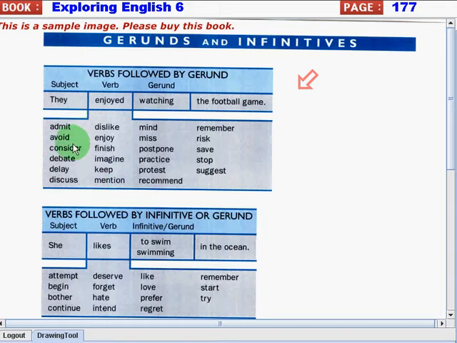Admit, avoid, consider, debate, delay, discuss, dislike, enjoy, finish, imagine, keep, mention, mind, miss, postpone, practice, protest, recommend, remember, risk, save, stop, suggest.